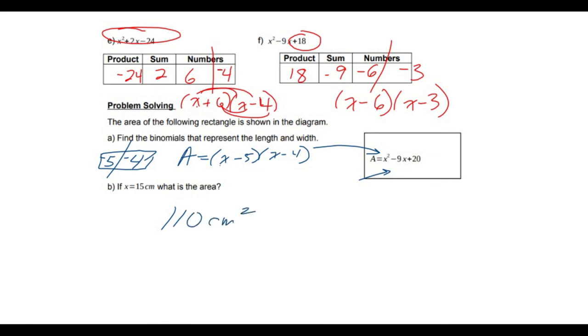And the way that I got that is very simple. If you plug in 15 here and 15 here, that makes sense that it would be 15 minus 5 is 10, times 15 minus 4 is 11, and 11 times 10 is 110 centimeters. And since it's area, it is squared.